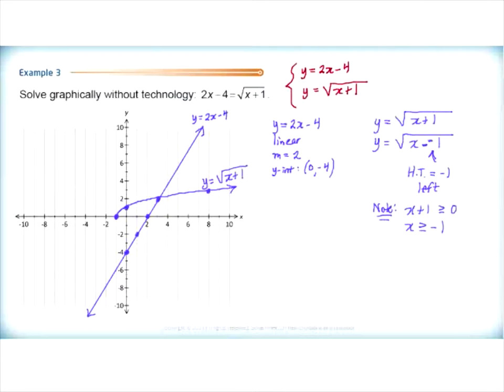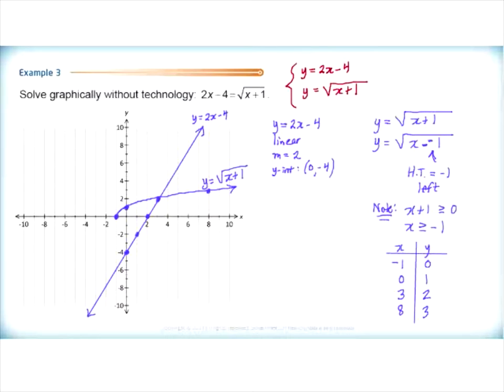You can also use a table of values to sketch the graph of this function if you need to. So we know that the values of x have to be greater than or equal to negative 1. When x is negative 1, y will equal 0. When x is 0, y will equal 1. When x is equal to 3, the value of y will equal 2. When x equals 8, the square root of 9 is 3.